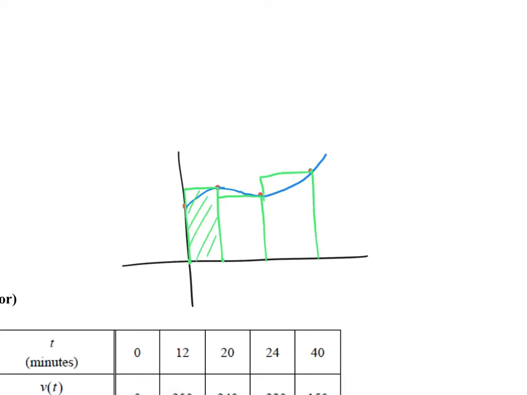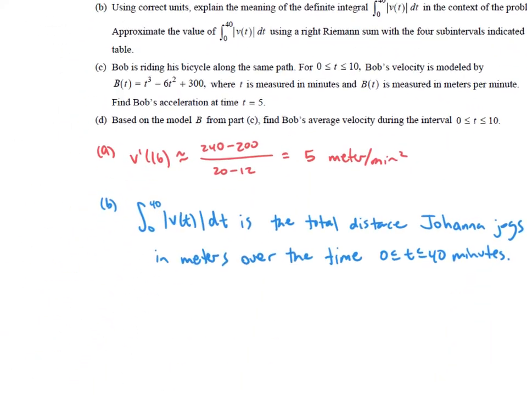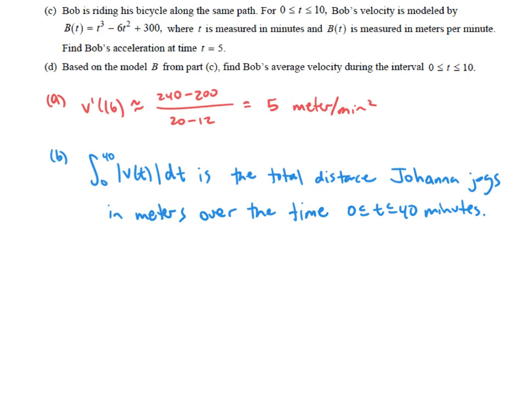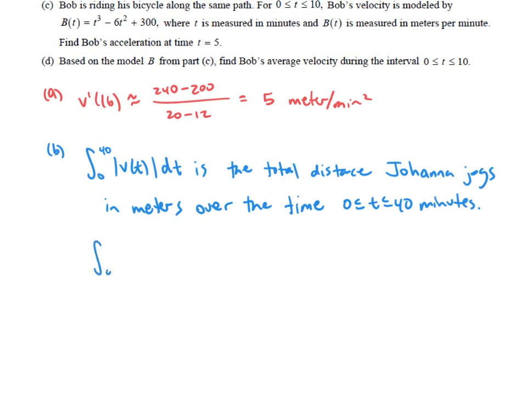So we would have these rectangles. We want to take, obviously, the base, and then we want to calculate the base times the height. The height comes from the right side because it's a right Riemann sum. Okay, so let's go ahead and do that. In this case, we're estimating the distance traveled.